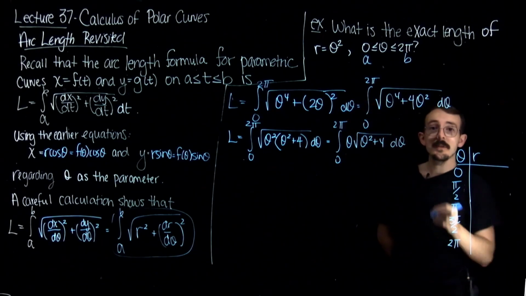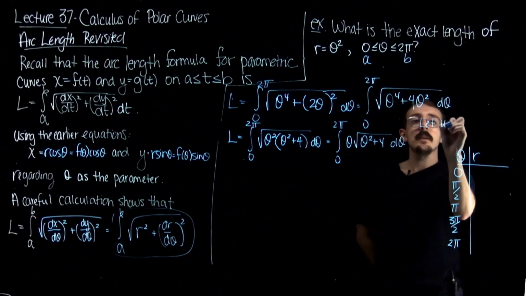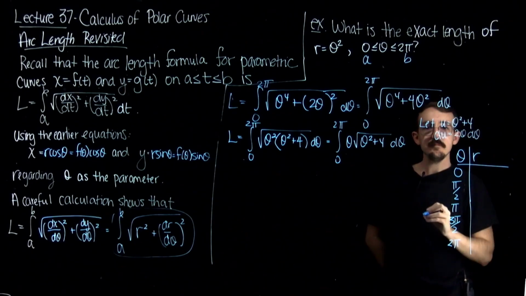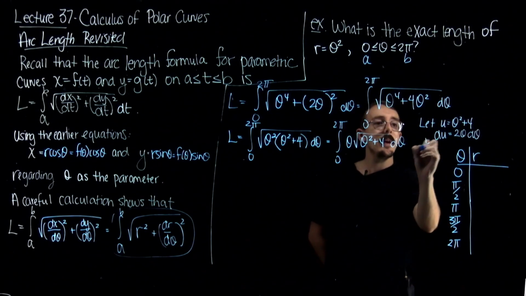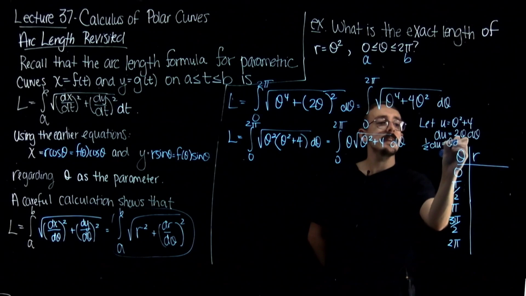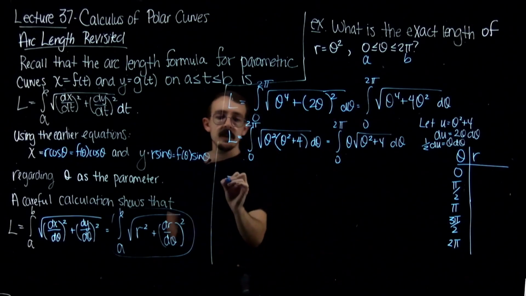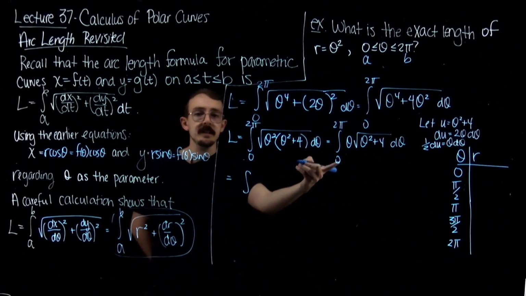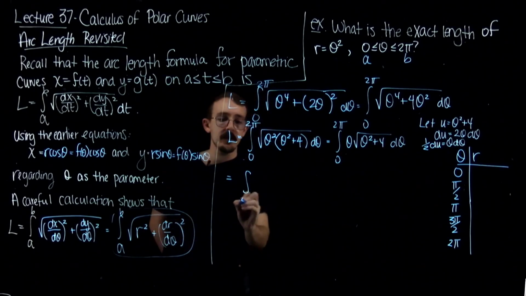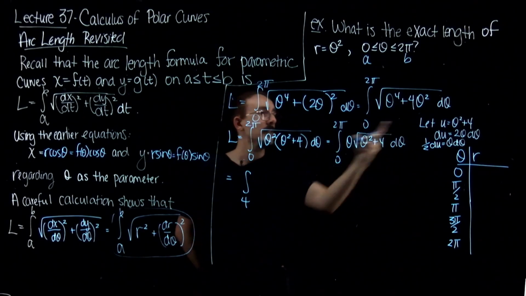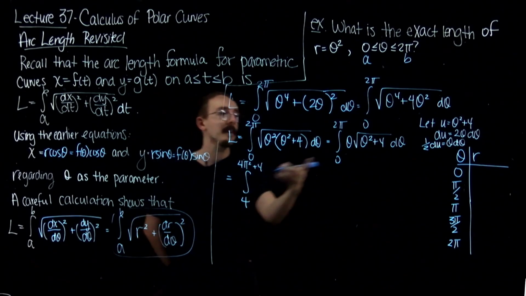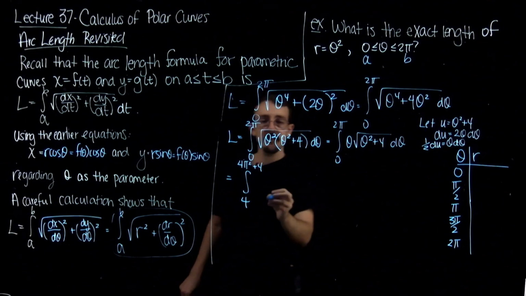To solve this integral, I'm going to do a u substitution. Let u be theta squared plus 4. That means the derivative with respect to theta is 2 theta d theta, and that lets me know that 1/2 du is the same thing as theta d theta. Let's make that u substitution and change my bounds in terms of u. For the lower bound, if you plug in 0 for theta, you get 4 for u. If you plug in 2 pi for theta, you get 4 pi squared plus 4, the new upper bound.